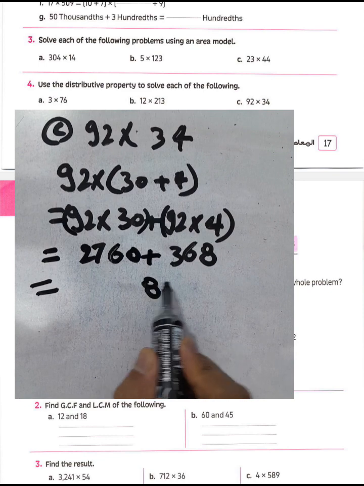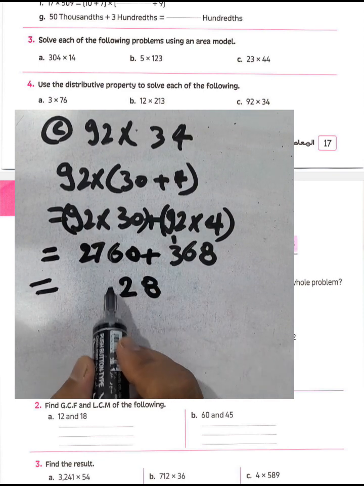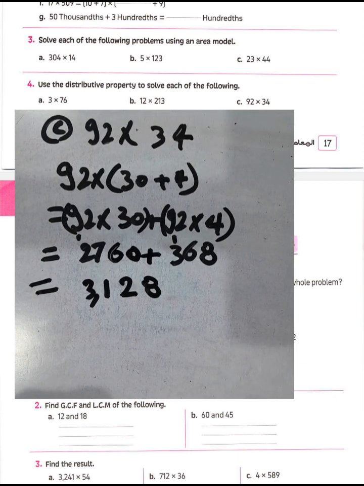8 plus 0 equals 8. 6 plus 6 equals 12, write 2 and carry 1. 3 plus 1 equals 4. 4 plus 7 equals 11, write 1 and carry 1. 2 plus 1 equals 3. The result will be 3,128.